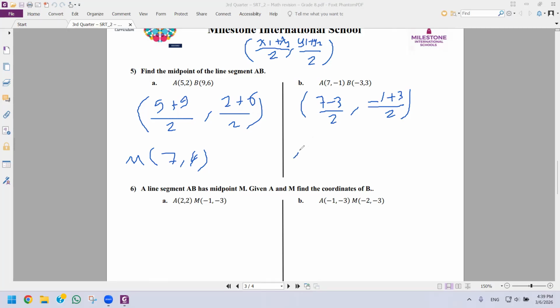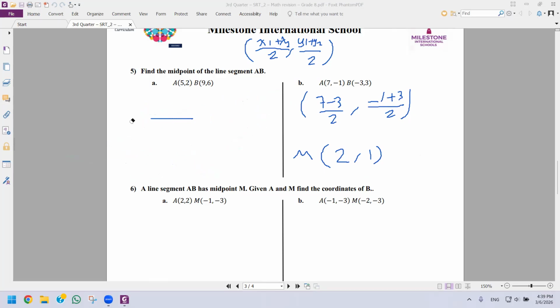So the coordinates of M: 7 minus 3, 4 over 2, 2. 3 minus 1, 2. Divide by 2, 1. So this is the coordinate of the midpoint. Now let me keep the formula, but use it for question 6.